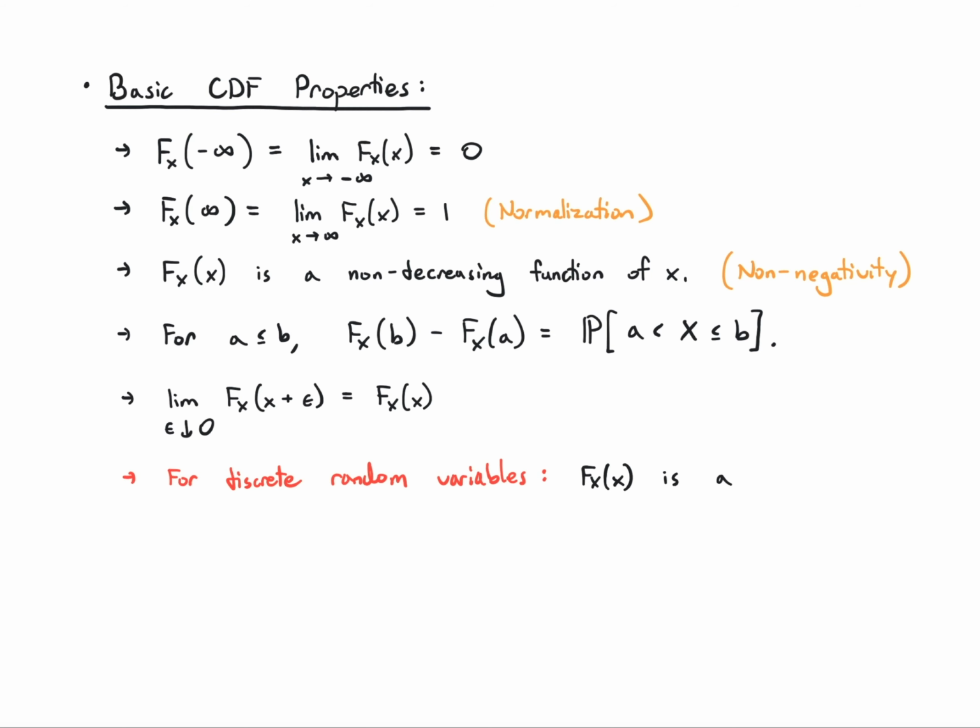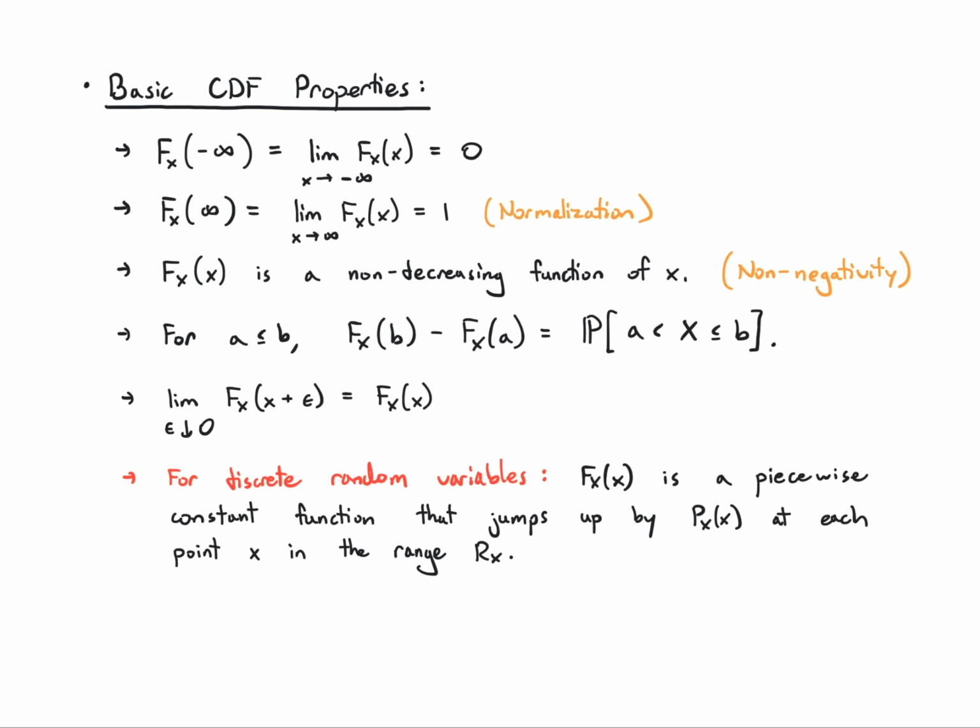It's going to be a piecewise constant function, and what it's going to do is jump up by the value of the PMF at every point x in the range of the random variable. So at every point where the PMF is actually positive, it's going to jump up, and otherwise it's going to stay flat. And let's just go through an example so we can visualize that.